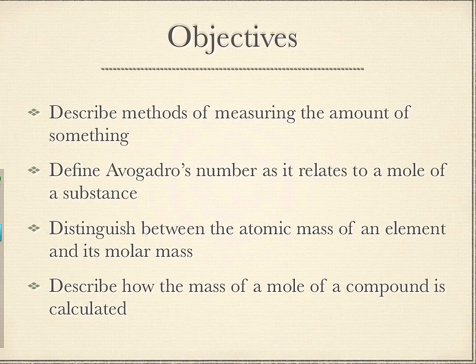Here are our objectives. Be able to describe methods of measuring the amount of something, define Avogadro's number as it relates to a mole, distinguish between the atomic mass of an element and its molar mass, and describe how the mass of a mole of a compound is calculated. Now, a lot of those things sound kind of confusing right now, but they're really not too bad. So we'll go through these, and hopefully by the end, this makes a lot of sense to you.